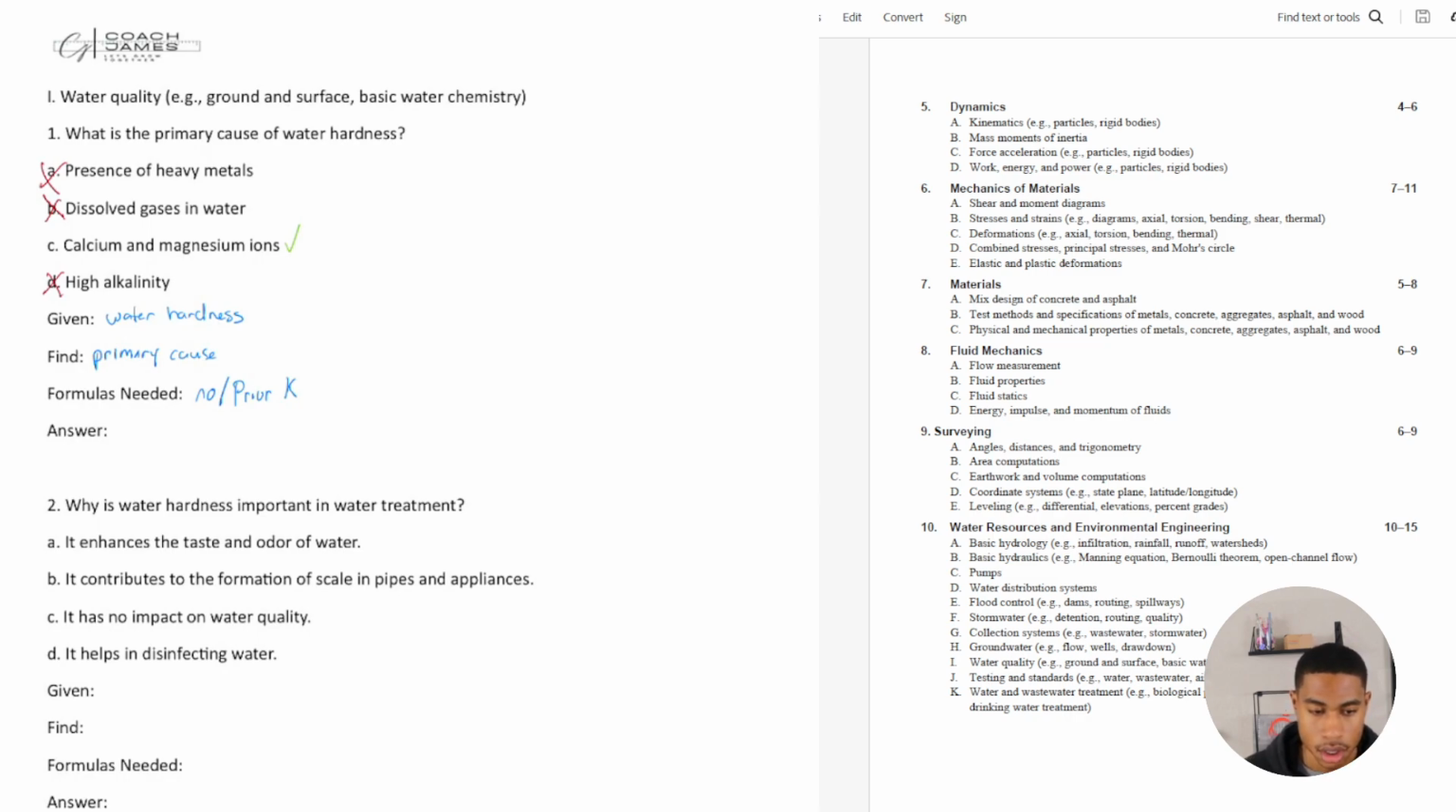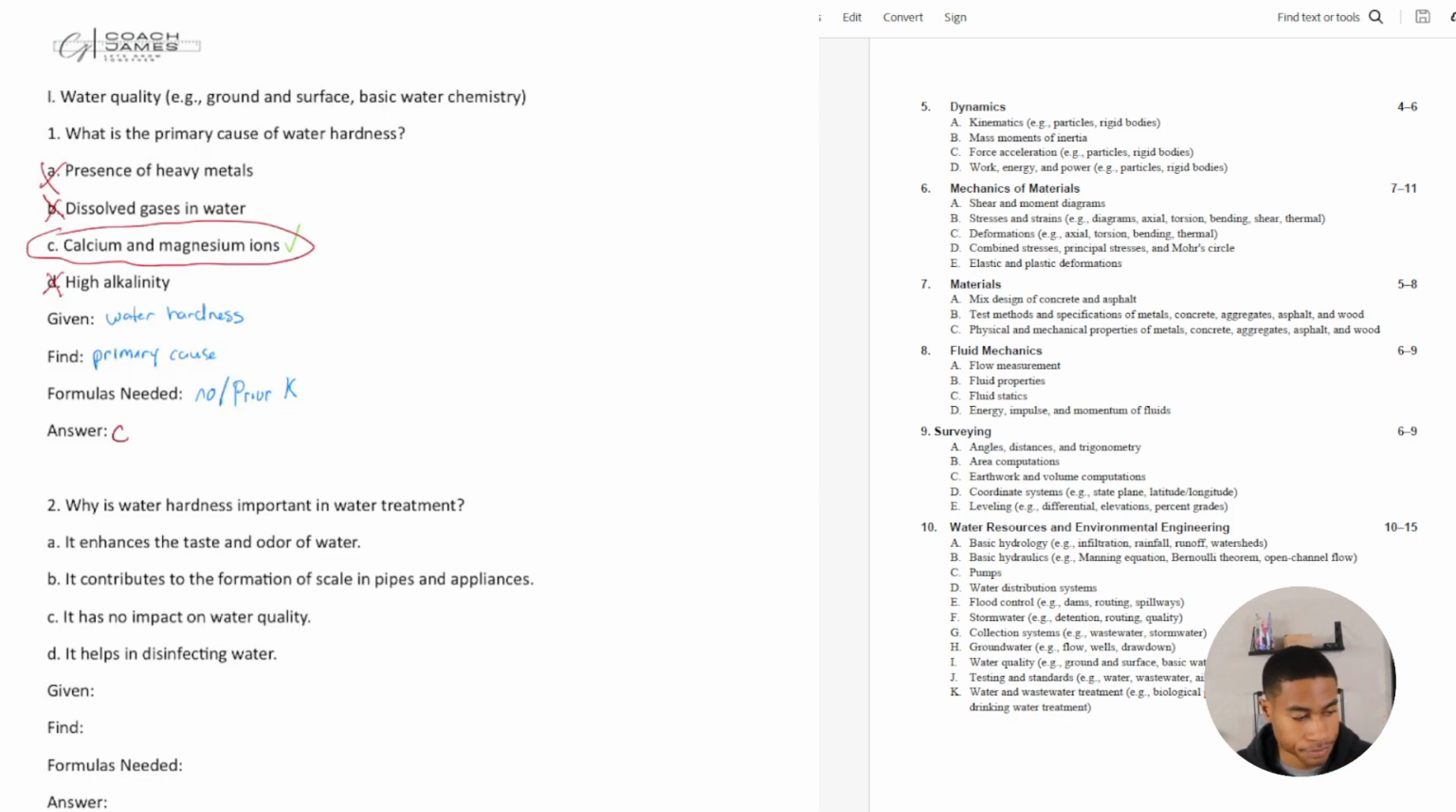Okay. So water can also be classified as soft, moderately hard, or very hard based on the amount of these calcium and magnesium ions that are in the water. Okay. So just a little background for you. So our answer is C.